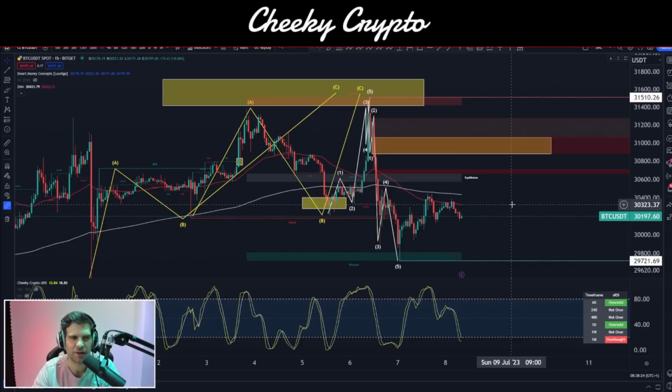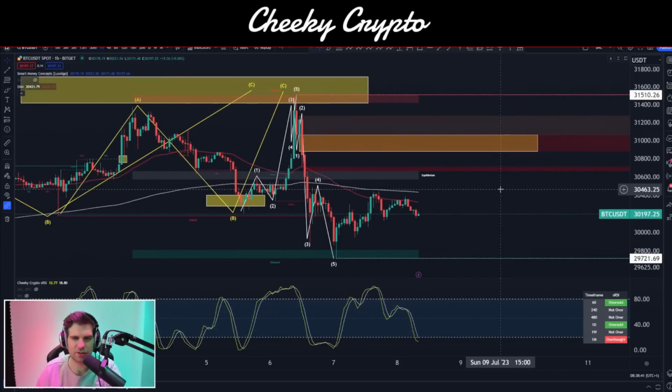Let's jump right down into the video though. So here we have Bitcoin paired up with USDT. We're using the BitGet spot exchange on the 1 hour time frame, and here we can see smart money concepts combined with Elliott wave theory, my preferred way of analyzing the market. So we can see a couple of things of interest. So let's go ahead and just jump into this, right?